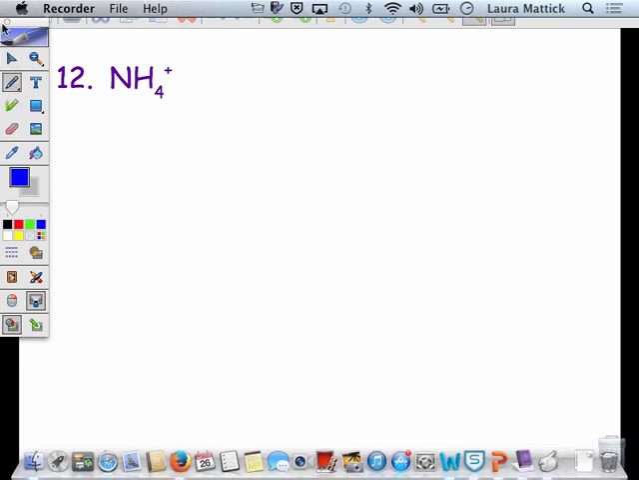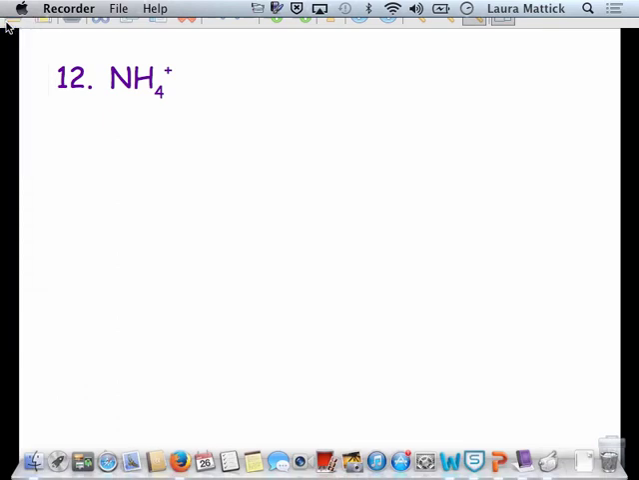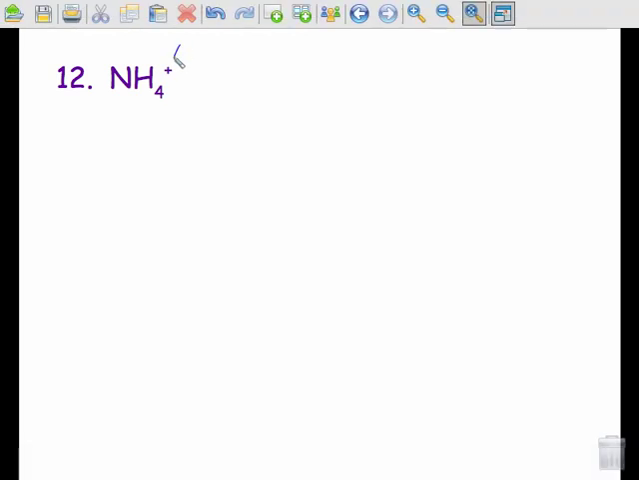So the last problem we're going to do is number 12, which is a polyatomic ion. And I know right away this is a polyatomic ion because of this plus sign. Poly, remember, means many. Ion means it has an unequal number of electrons. So it's just like writing Na plus, but it's just a compound with a charge. What you're going to look at there is it has a plus 1 charge.